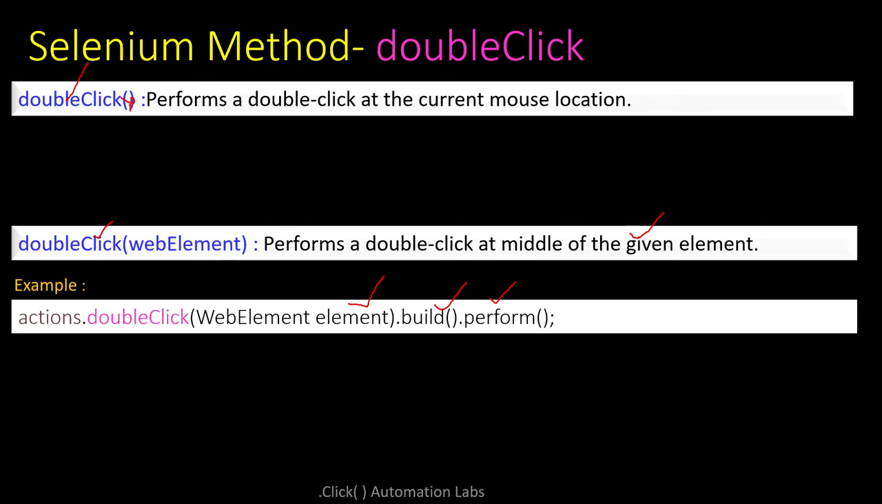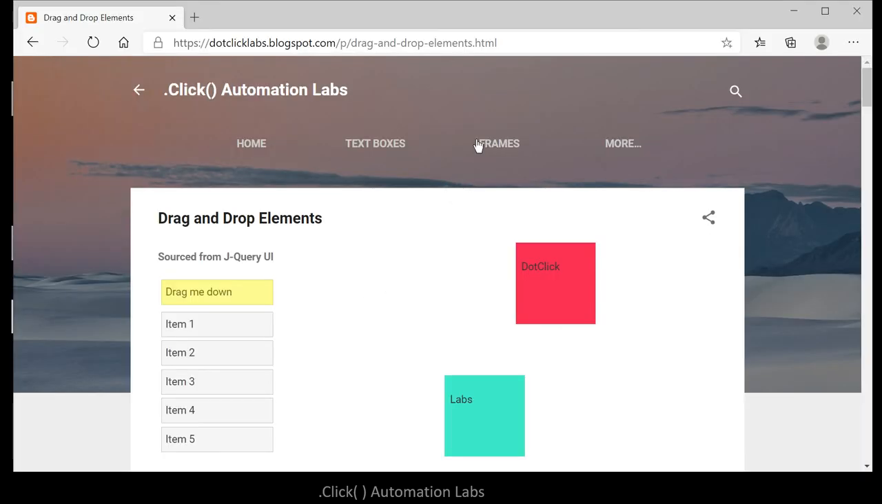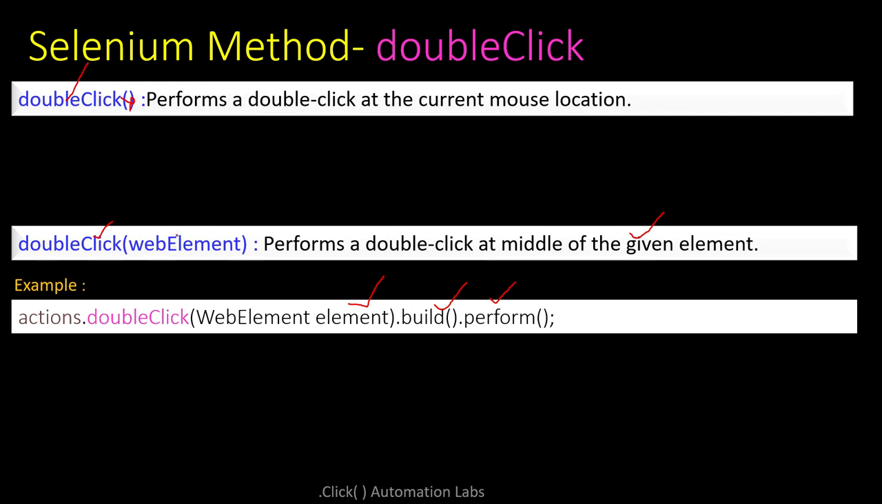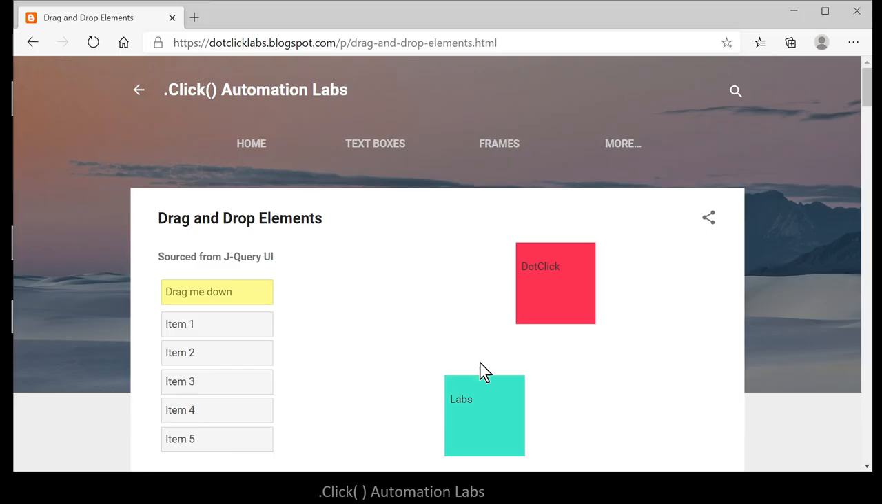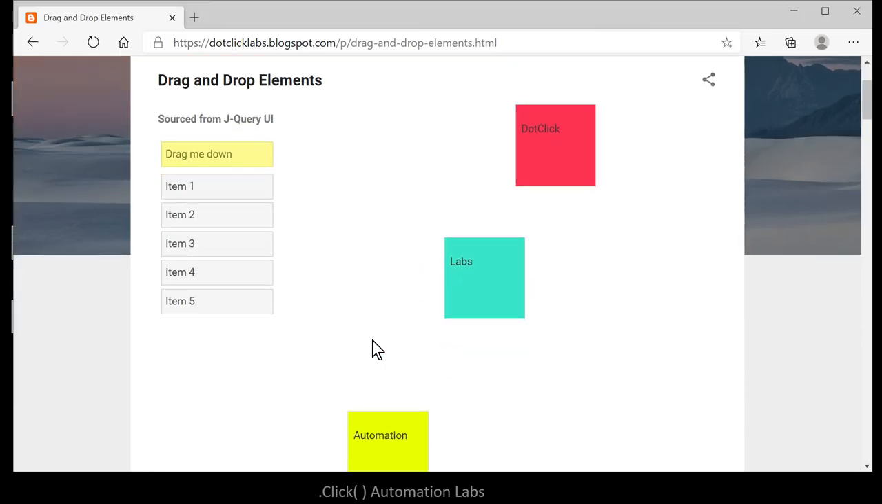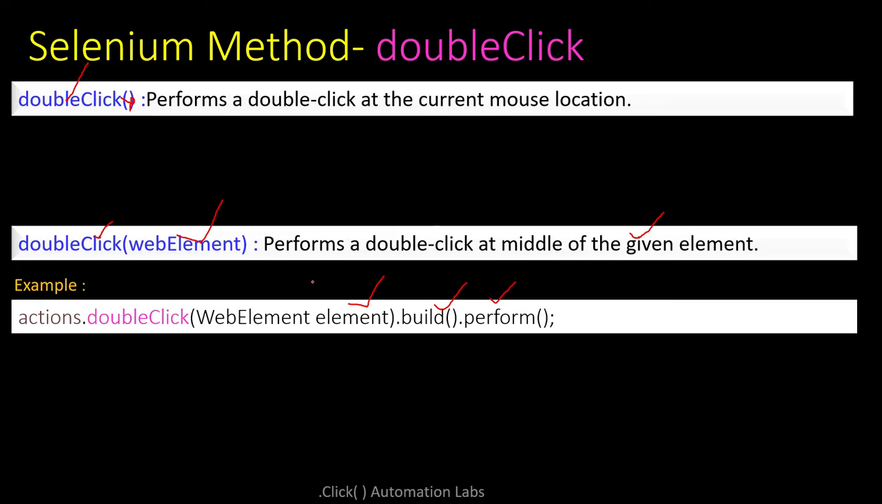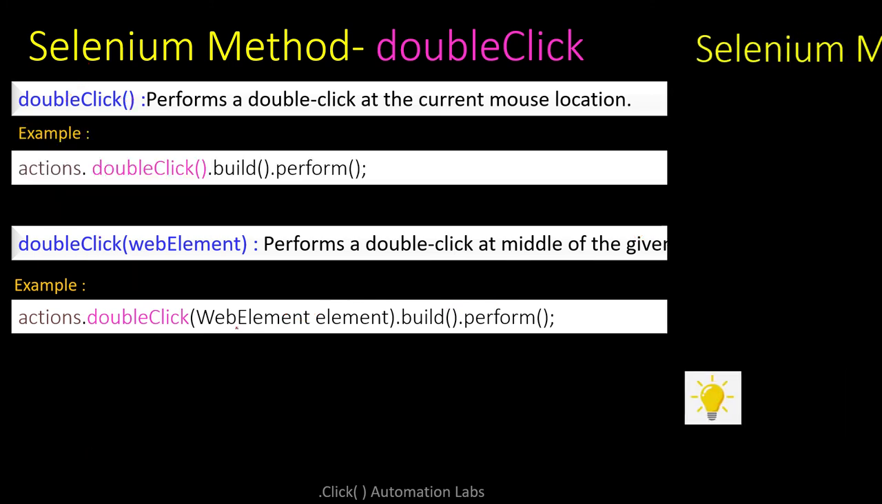So this double click works on any location. Suppose right now the current mouse location is here. If I say actions dot double click dot build dot perform, it will double click on this. It may not be a meaningful action, so it's always better to mention your target. If I pass the web element and double click, it will execute the double click action on this particular target web element. So that is about the double click action.